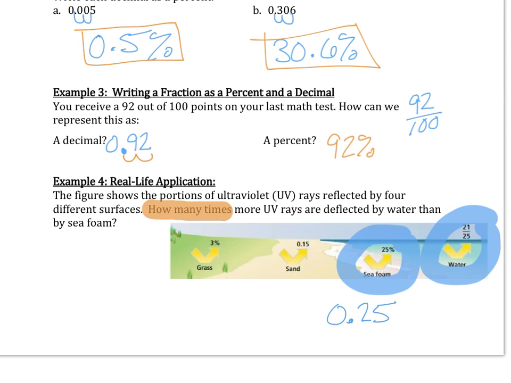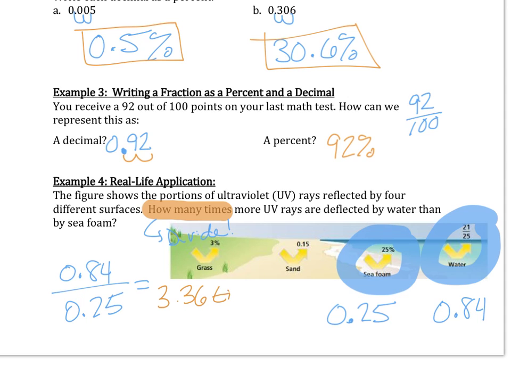21 over 25, however, is kind of hard to look at, so if you type in 21 divided by 25 in your calculator, it should show you 0.84. So now that they're both as decimals, we can deal with them a little easier. How many times more is really telling us to divide these 2 numbers. So if we're talking water to sea foam, we're going to do 0.84 divided by 0.25.